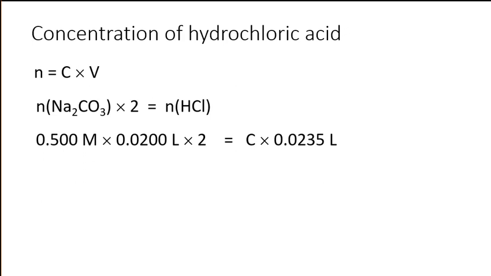Well, the titre was 23.5 ml. Converting that to litres, that's of course 0.0235 litres. I've got one equation and one unknown. The unknown is C, the concentration of the acid. And the final calculation that I get, to 3 significant figures, for the acid, the concentration is 0.851 mole per litre.